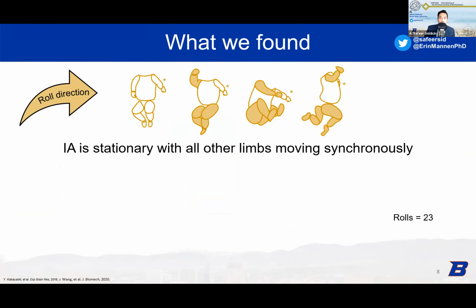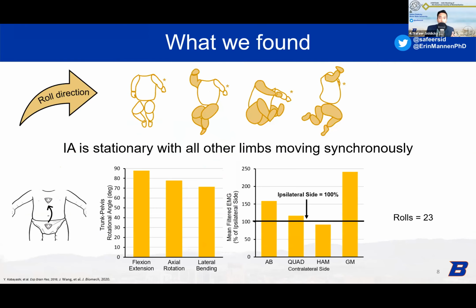For the first roll category, the ipsilateral arm is stationary while all the other limbs move synchronously. Now from here on forward, the first graph will be the trunk pelvis rotational angle ranges of motion, and the second graph will be the EMG activity of the contralateral side, expressed as a percentage of the ipsilateral side, with the ipsilateral side at 100%, as shown by the black line. Now I will mention, since the data analysis is still ongoing, these graphs are bar graphs, but eventually we will depict these as violin plots to better represent the spread of the data.